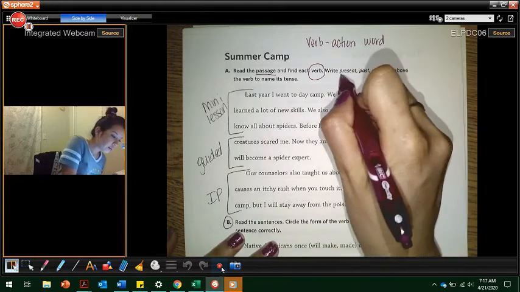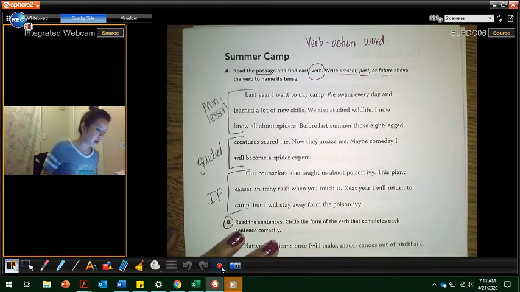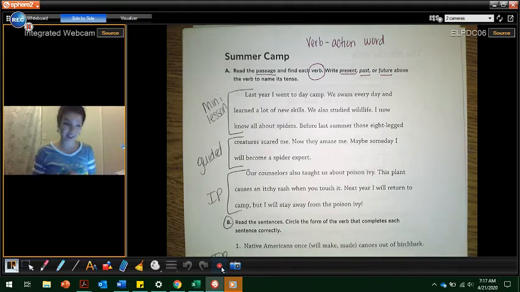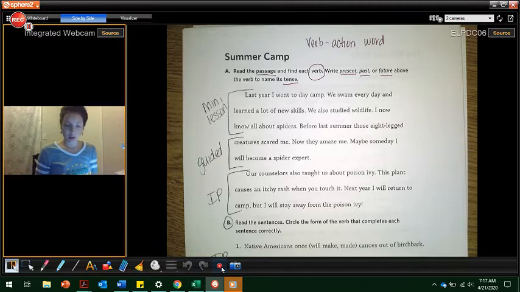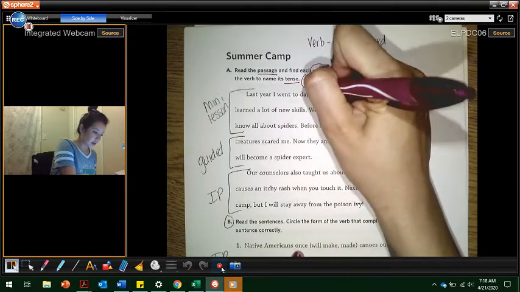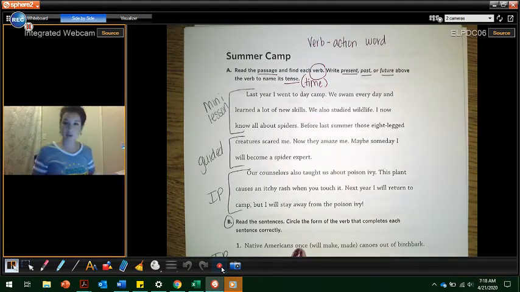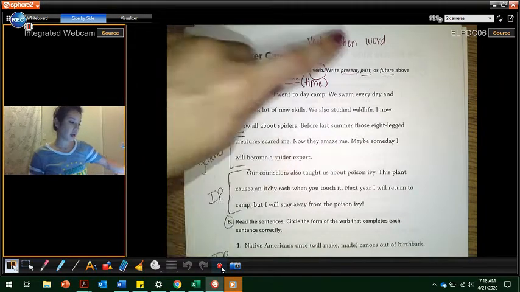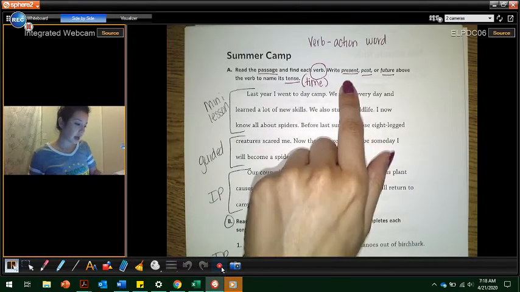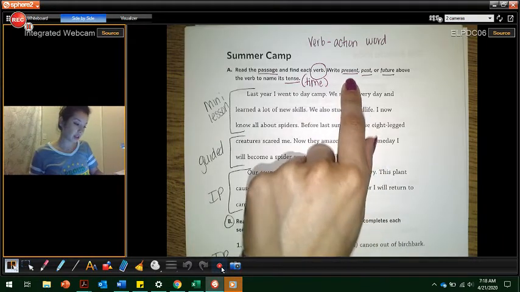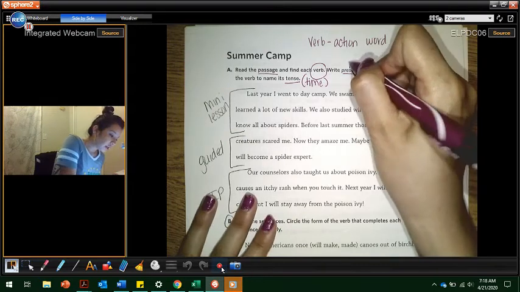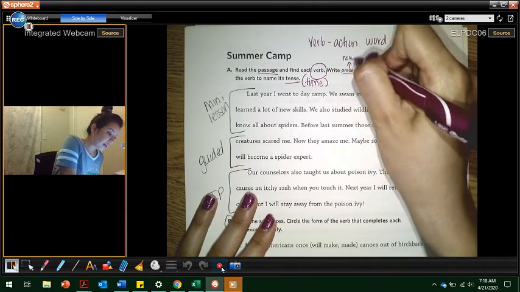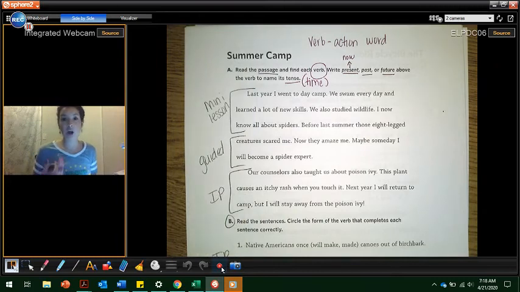Then we're going to write present, past, future above the verb to name its tense. What does tense mean? Well, tense means it's telling time, okay? It's telling the time an action happened, and that time could be present, past, or future. So present means it's happening right now. I talk to the students. That means I'm doing it right now.